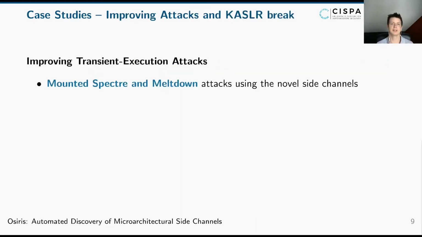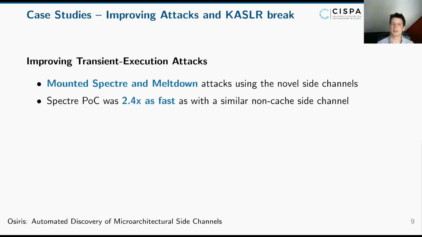In our second case study, we then took a look at transient execution attacks. And more precisely, we mounted Spectre and Meltdown proof-of-concept implementations using our novel side channels. Our Spectre proof-of-concept was then roughly 2.4 times as fast as a similar non-cache-based side channel, namely the AVX2 side channel used in the NetSpectre paper.